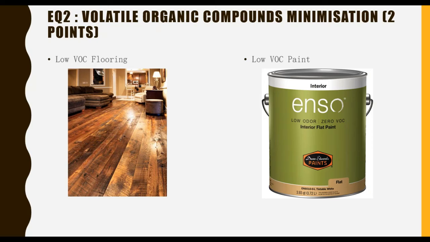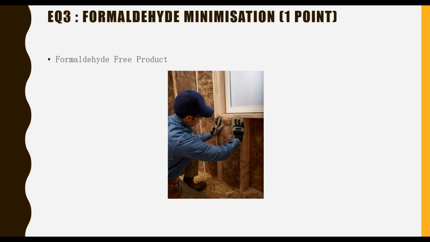By using low volatile organic compound flooring and paint, we can reduce the emission of volatile organic compounds and improve the health of the inhabitants. Formaldehyde is dubbed a human carcinogen that can cause chronic disease, and reduced usage of formaldehyde is very important to reduce the risk of getting brain tumor or cancer.